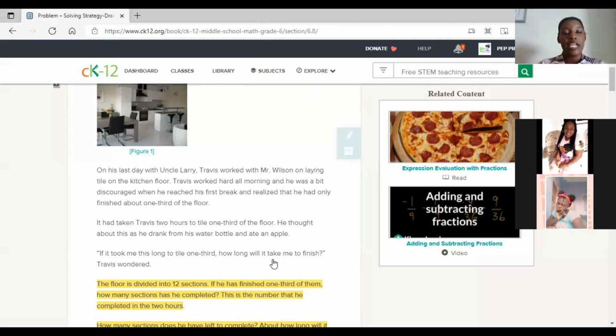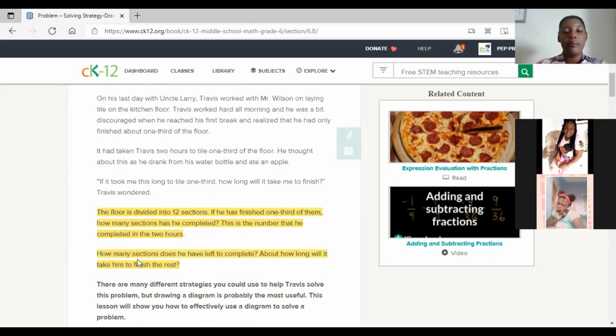It had taken Travis 2 hours to tile one third of the floor. He thought about this as he drank from his water bottle and ate an apple. If it took me this long to tile one third, how long will it take me to finish? Travis wondered. So I've highlighted the problem in this scenario.